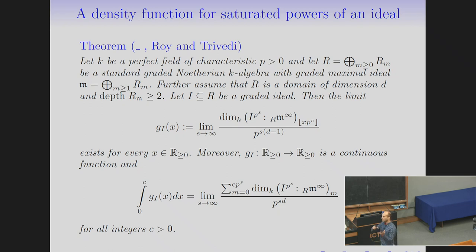In translating this problem to algebraic geometry, we do not need anything on the field. But when we try to make those estimates, we really use that the field is of characteristic p. We further show that this function that we have defined, g of x, is actually a continuous function, so you're allowed to integrate over some finite interval. If you integrate from 0 to some finite integer c, you get precisely this limit. This comes from an appeal to some theorems from analysis which allow you to interchange the limits and the integration. So that's the first part.